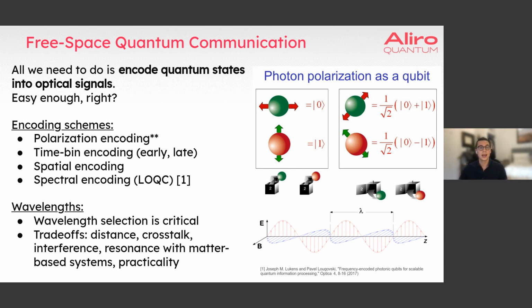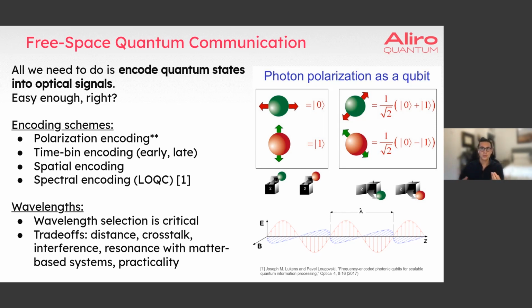We can also use space as another degree of freedom. So there are optical components that can manipulate the path by which a photon will travel in space. So we can use, say, different physical paths in space to encode our states. And we can use what's called presence or absence decoding to detect what kind of state we have. We can also leverage frequency encoding using the spectral band. So for example, here we have linear optical quantum computing, which is a proposal out there for actually using frequency encoded photonic qubits for scalable quantum information processing.